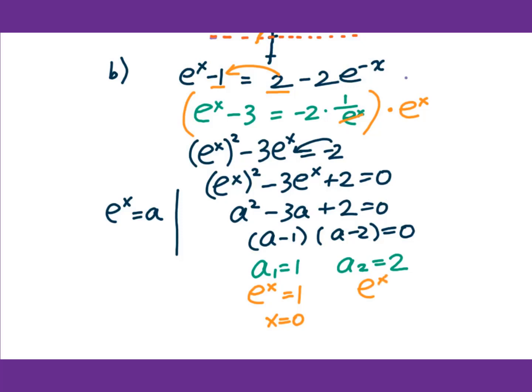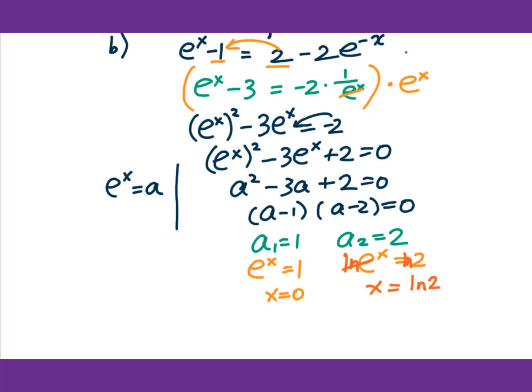e to the x power equals 2. We do natural log on both sides. Here you get x equals natural log of 2. Now we plug in y equals e to the x power minus 1. We label this x1, here's x2. y1 equals e to the 0 power minus 1 equals 0. So y1 equals 0.